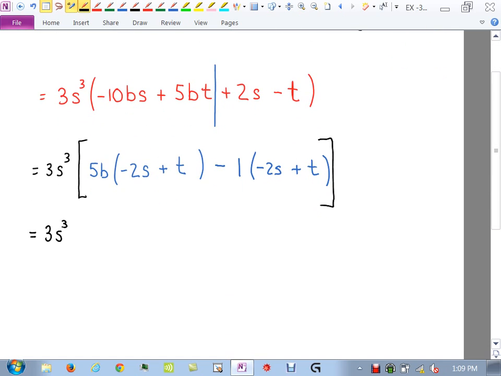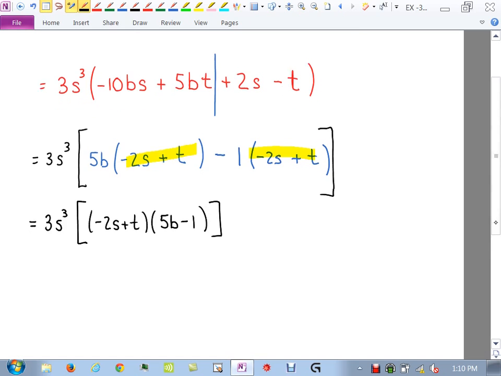-3s cubed bracket. The inside turns into what? -2s plus t in parentheses. And then 5b minus 1. Do I need the brackets anymore? No.